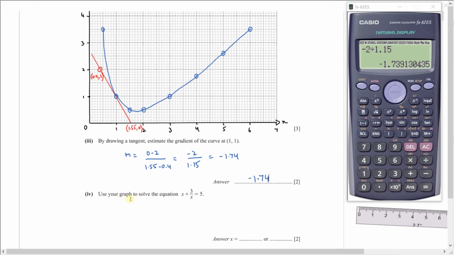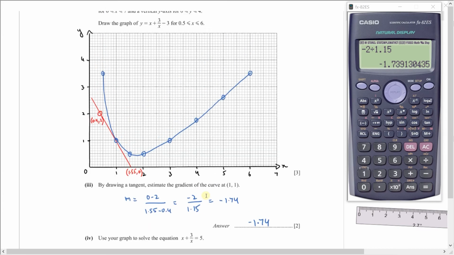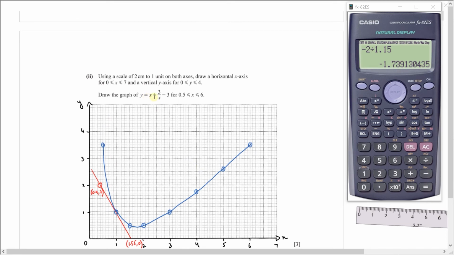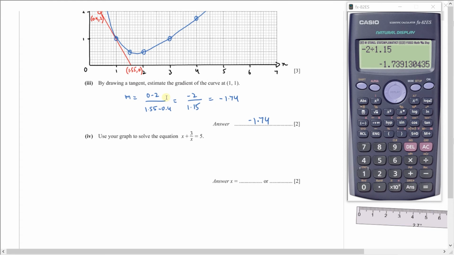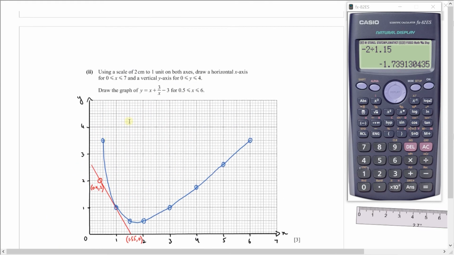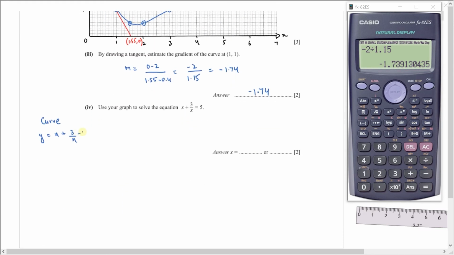The next part is: use your graph to solve the equation x plus 3 over x equals 5. If you look at the equation of the curve, it is y equals x plus 3 over x minus 3. So let me just write it down here. The equation of the curve is y equals x plus 3 over x minus 3. I would like to convert the given equation into this form so that I can use the graph that I have drawn. It looks pretty similar, only minus 3 is missing here.